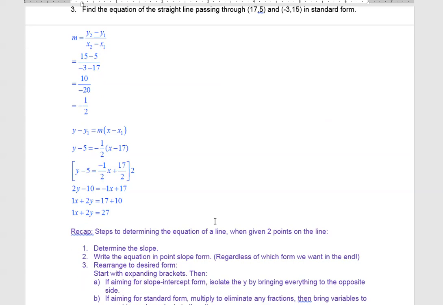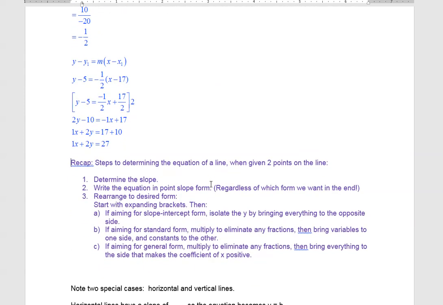So there was 3 different variations there, but we're starting out the same way every time, and our steps are pretty similar. So I've got a little recap here of our steps. First, every single time we determine the slope. Second, every single time, regardless of which form we're aiming for, we start out with the point slope form. The point slope form is what allows us to get to where we're going. So we hardly ever want to end up in point slope form. It's a step to get us to where we need to be.